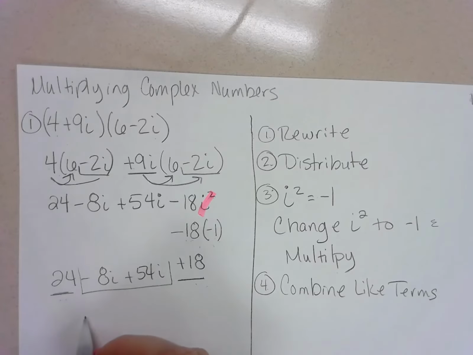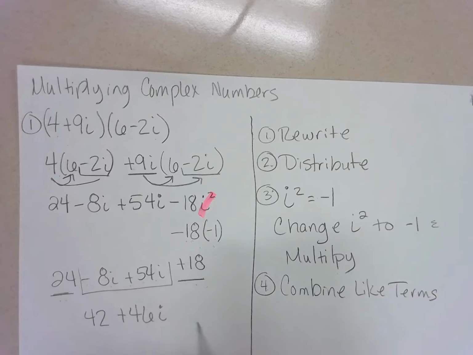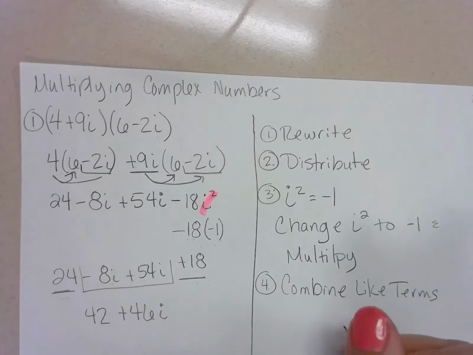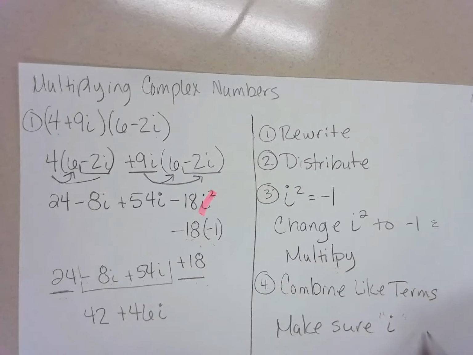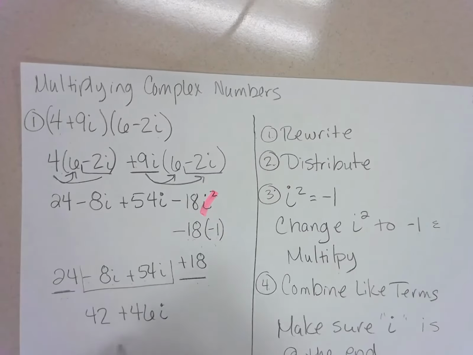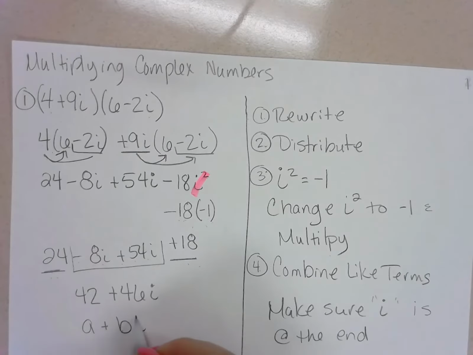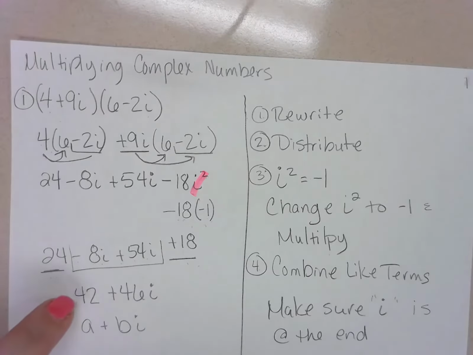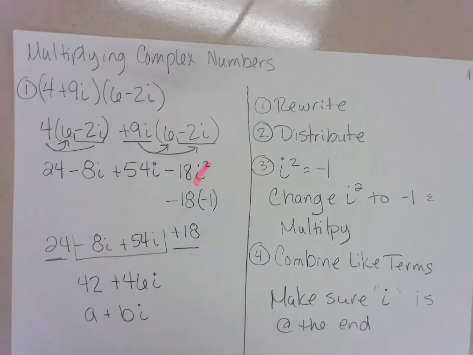So 24 plus 18 is 42. And negative 8i plus 54i is positive 46i, and that is where my i term is at. You have to do one other thing. You have to make sure i is at the end. Remember, this is a complex number. Complex numbers are written in the format a plus bi. So your final answer when you're multiplying complex numbers needs to be written in the same format.